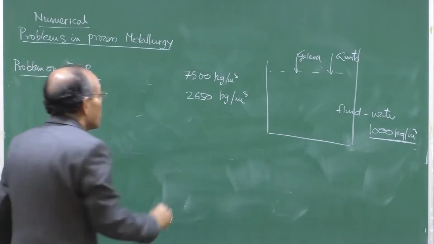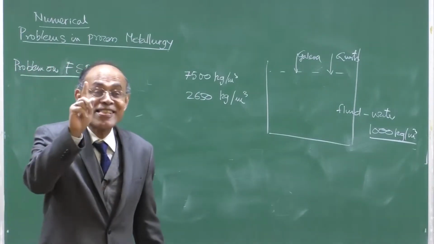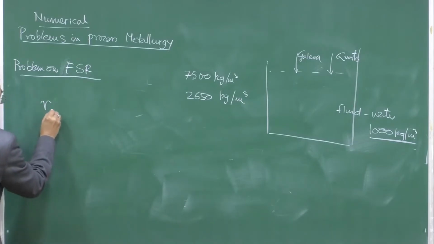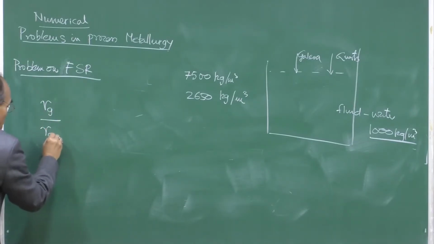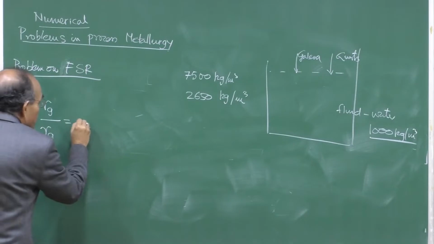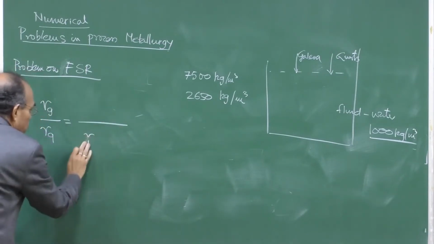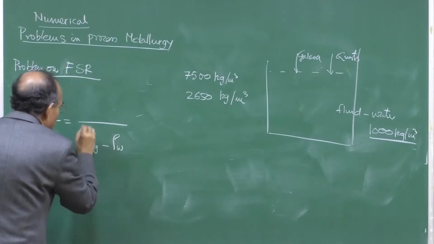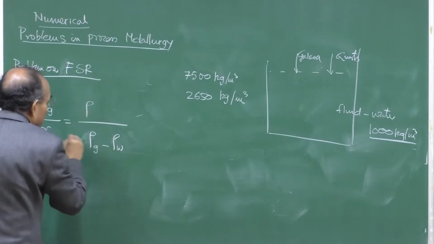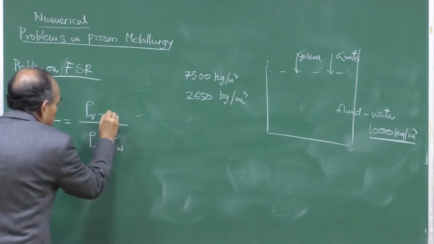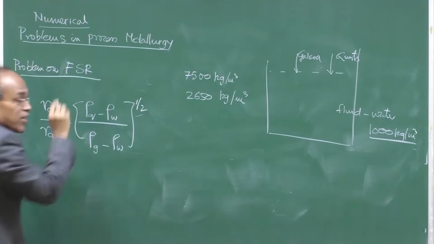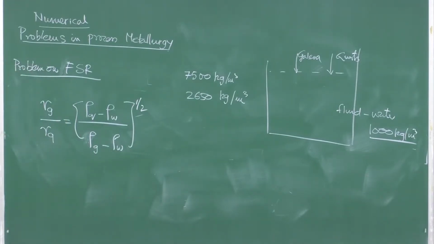Free settling ratio is to be calculated on the basis of n is equal to half, that is, the Stokes law is applicable. So, I would say R galena by R quartz is equal to rho galena minus rho water, over rho quartz minus rho water, raised to the power half. This exponent half has come because I am applying the Stokes law, which is valid for free settling ratios.